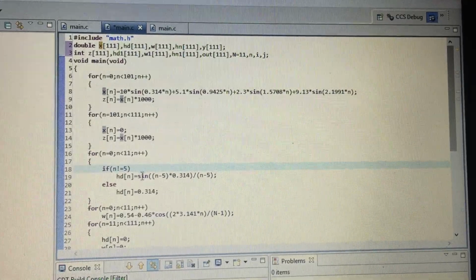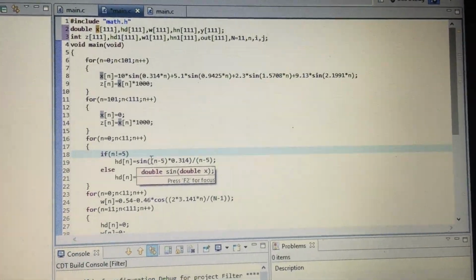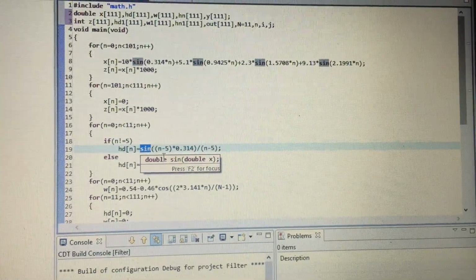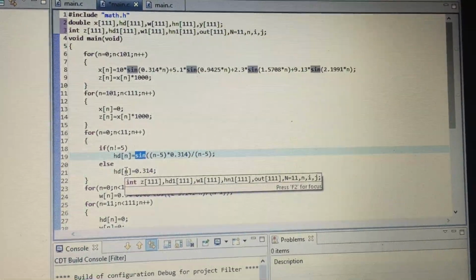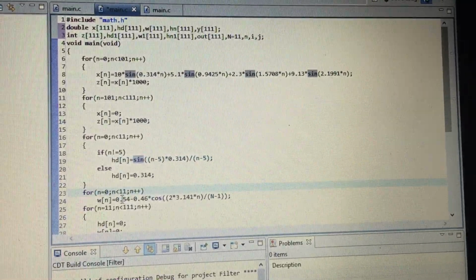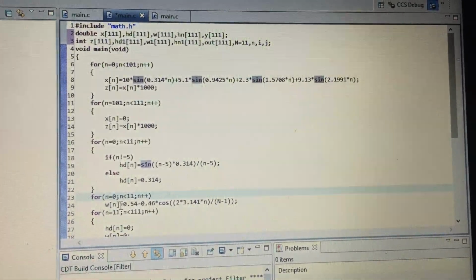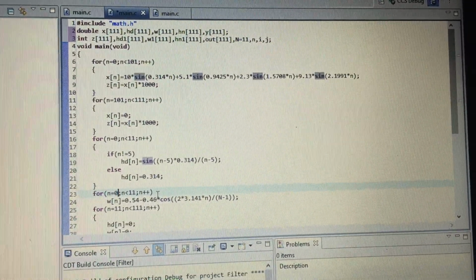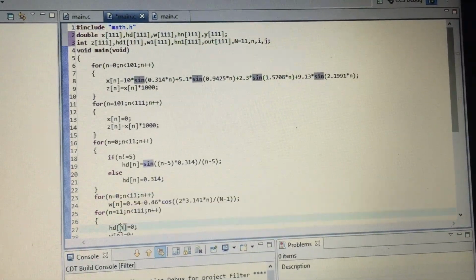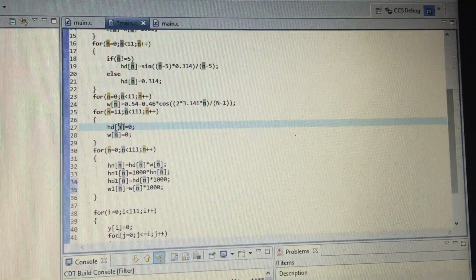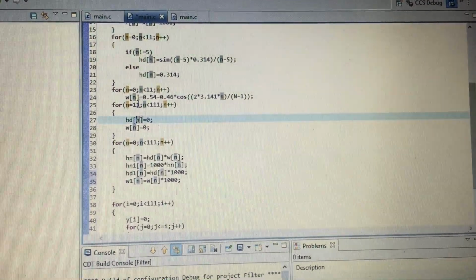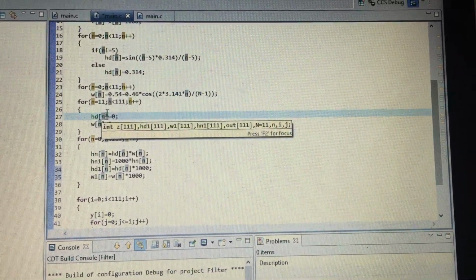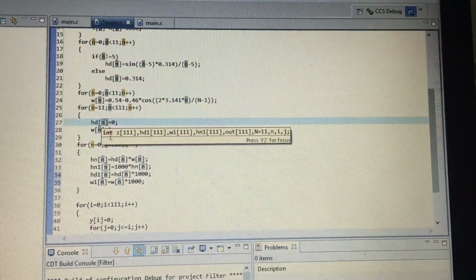Again, in this loop we are finding the coefficients of the desired filter using this formula, as we have already seen in the MATLAB example. And this is to find the coefficients of the Hamming window, as we have already seen. Again, we have to pad the remaining samples of both the Hamming window and the desired filter coefficients to zeros, which is done in this loop.